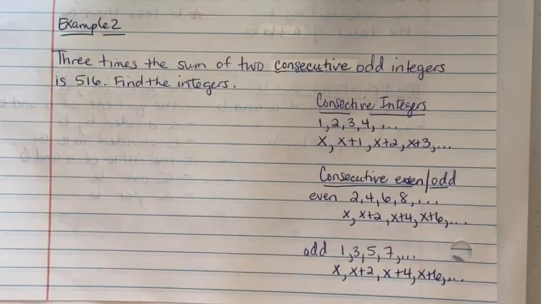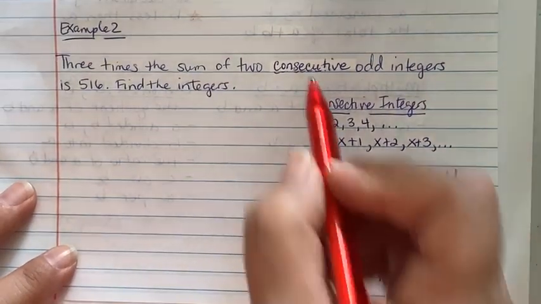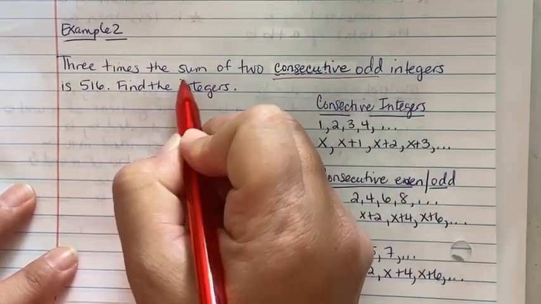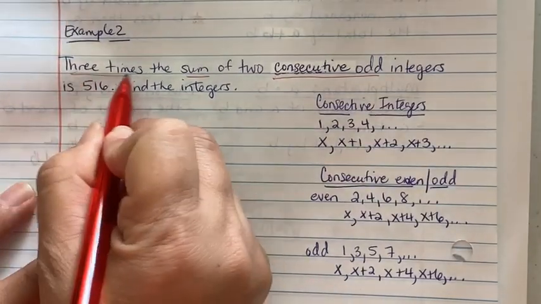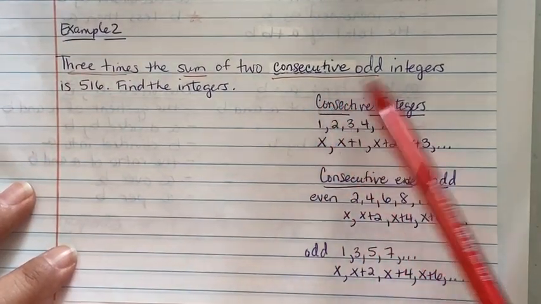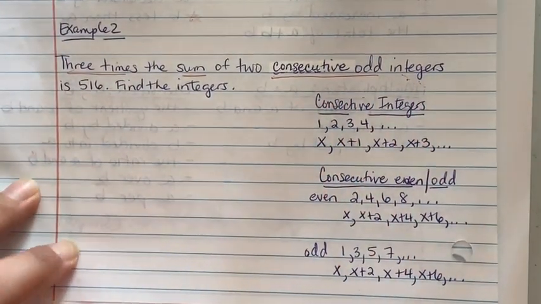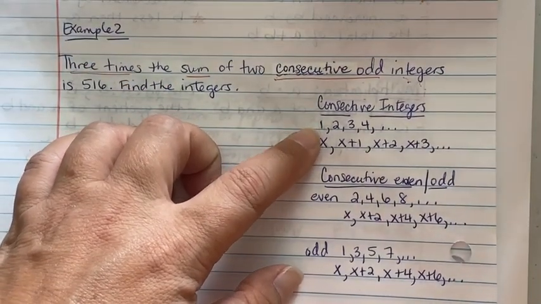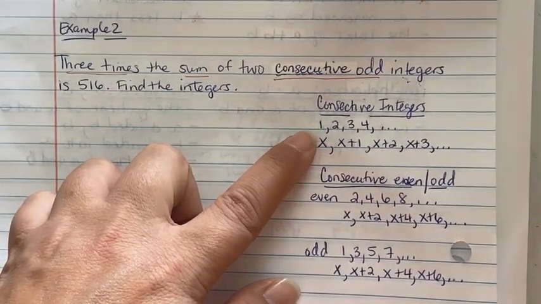Example 2. It says 3 times the sum of two consecutive odd integers is 516. Find the integers. The first thing, it said the word consecutive odds, and they said the word sum and then 3 times. Well, first thing, we need to know what a consecutive odd integer is. So consecutive integers, think of the numbers ordered 1, 2, 3, 4. They are in sequential order.